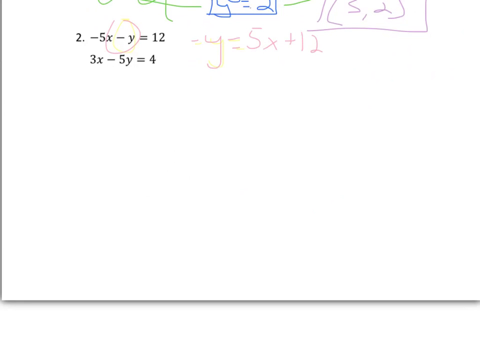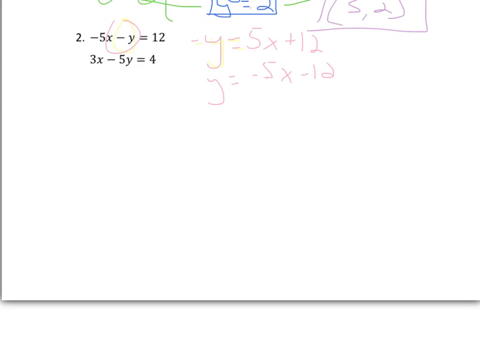But the problem is we've got a negative y. We have to multiply everything by negative 1 to turn this into positive. So y equals negative 5x minus 12.